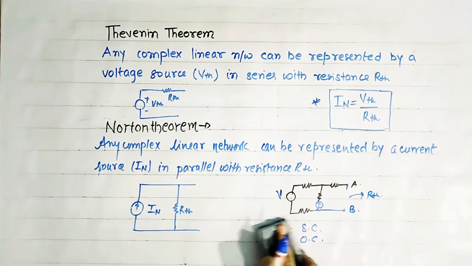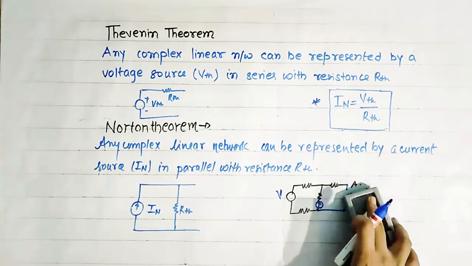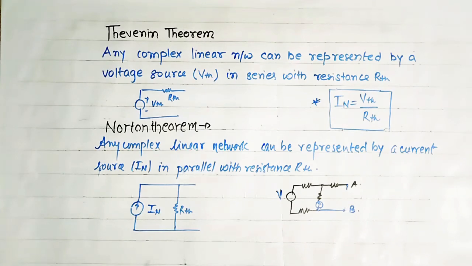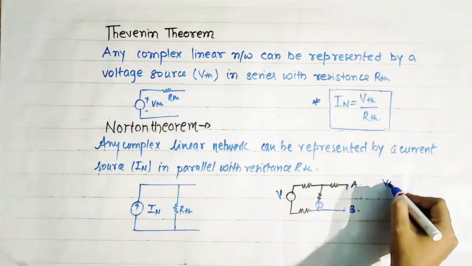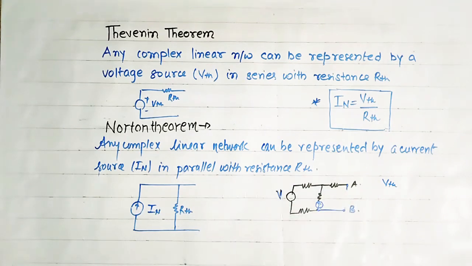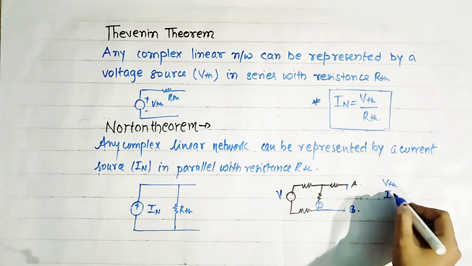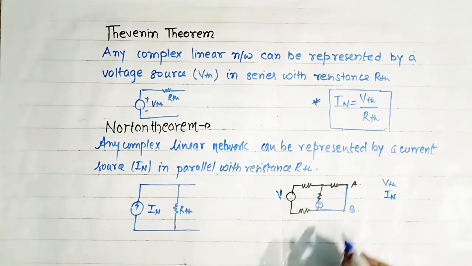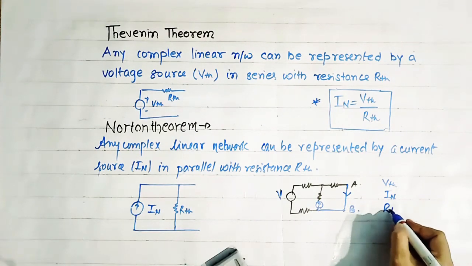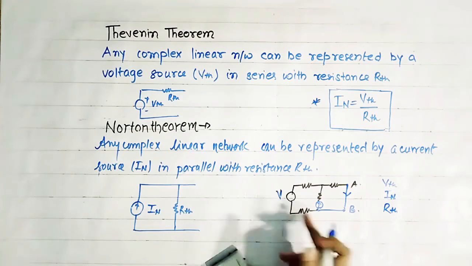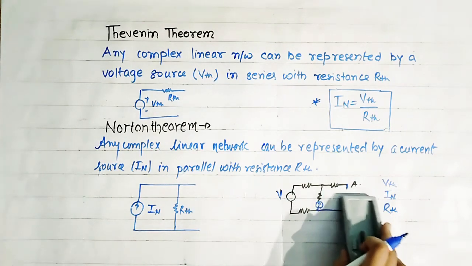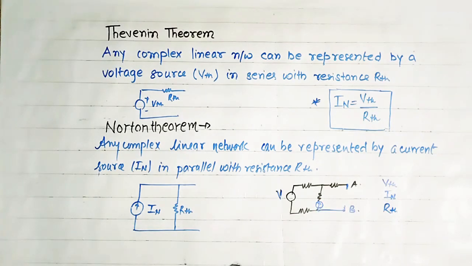Now, there are two methods to find the Thevenin and Norton circuit. In the first method, we find VTH by simply finding the voltage across terminal AB, and we find IN by short circuiting this terminal and finding the short circuit current. After that we find RTH by short circuiting the voltage source and open circuiting the current source, then finding the equivalent resistance between AB. Once I get VTH, IN and RTH, we can draw the Thevenin and Norton equivalent circuit.